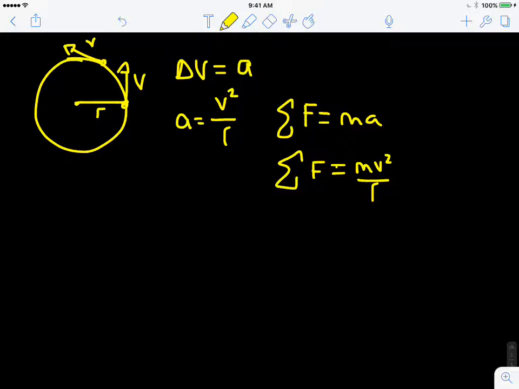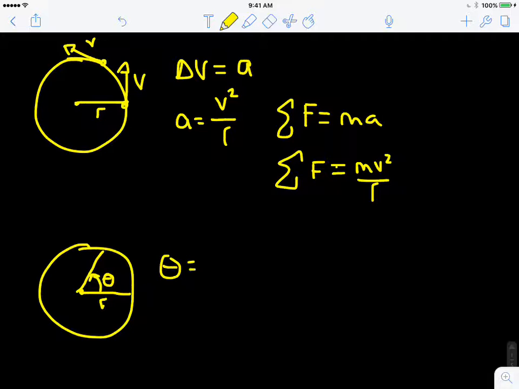So let's talk about an object that is just spinning around in a circle again, but let's take a different look at it. So it's going around a circle of radius r, and let's say it spins around through angle theta. We want to describe that arc length. So we know that theta is equal to that arc length divided by the radius, so we can rearrange this and say that the arc length is equal to theta times r, or s equals r theta, as you guys learned in math class.